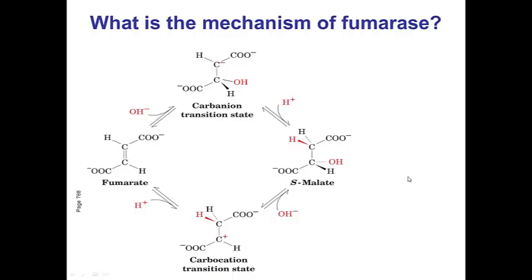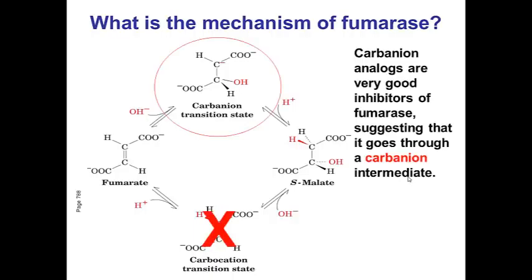So in this case, we actually know experimentally the mechanism of fumarase goes through this carbanion transition state. We know this because carbanion analogs are very good inhibitors of this enzyme, which indicates that the transition state must involve some kind of carbanion. So this data together indicates that fumarase is going through this mechanism where the hydroxyl group is added first to form the carbanion transition state, and then the proton is added to make malate.